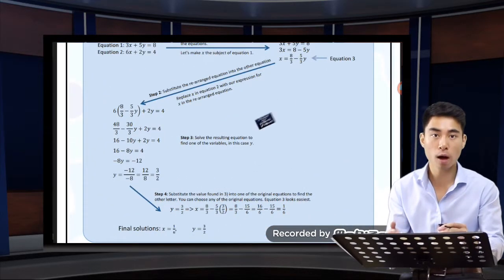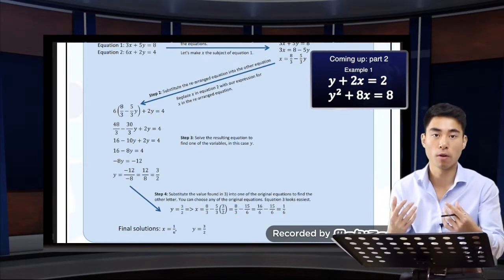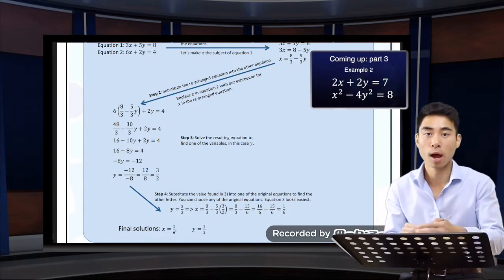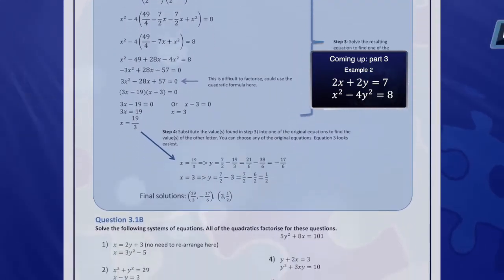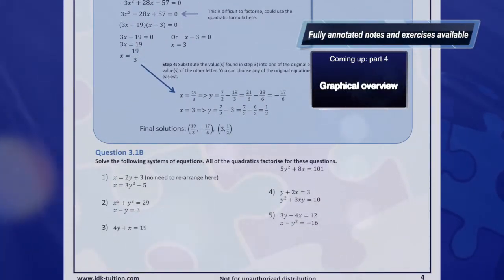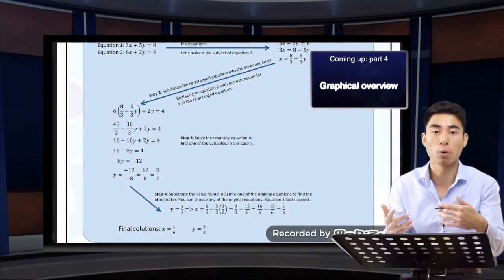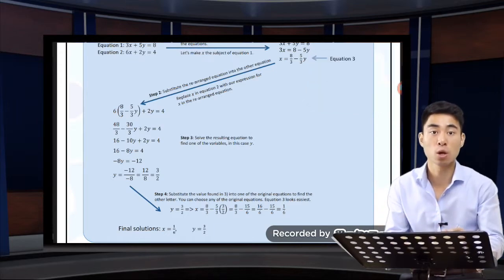So if you bear with me, after the jump we will be looking at one example of a system of equations where one is linear and one is quadratic. We're going to go through two examples. So after this break, we're going to look at example 1. After the second break, we're going to look at example 2. After the third break, we're then going to take quite a holistic overview and look at what this means in terms of interpreting the question graphically.